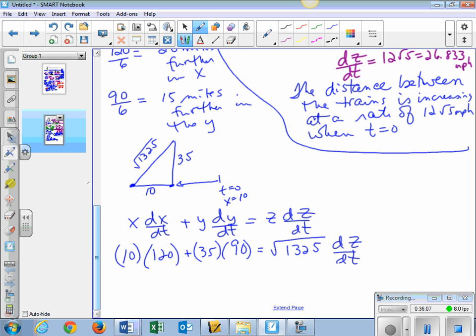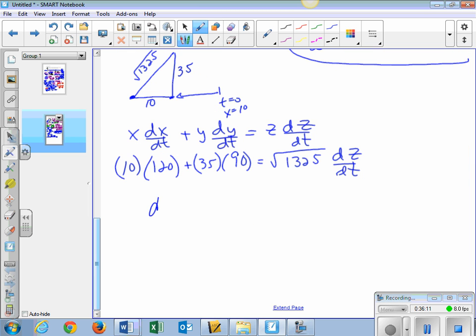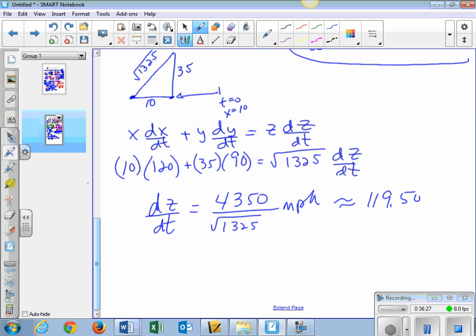Okay, so I can solve for dz/dt, and I got a final answer of 4350 all over the square root of 1325. That would be miles per hour, which is approximately 119.504 miles per hour.